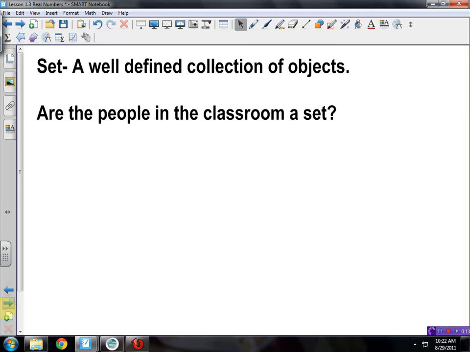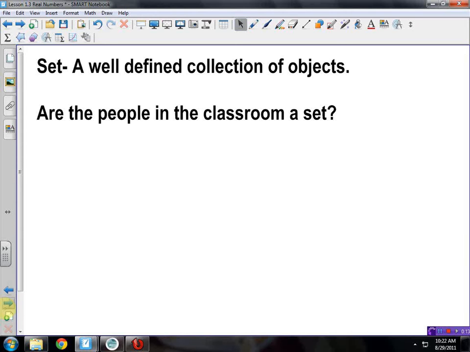All right. Next, we're going to be talking about sets, which are a well-defined collection of objects. In math, most of the time it's going to be numbers, but you can have sets of things that aren't numbers. Marbles, yeah, you could have sets of marbles. Pigeons, all work. The example I have here: are the people in the classroom a set?